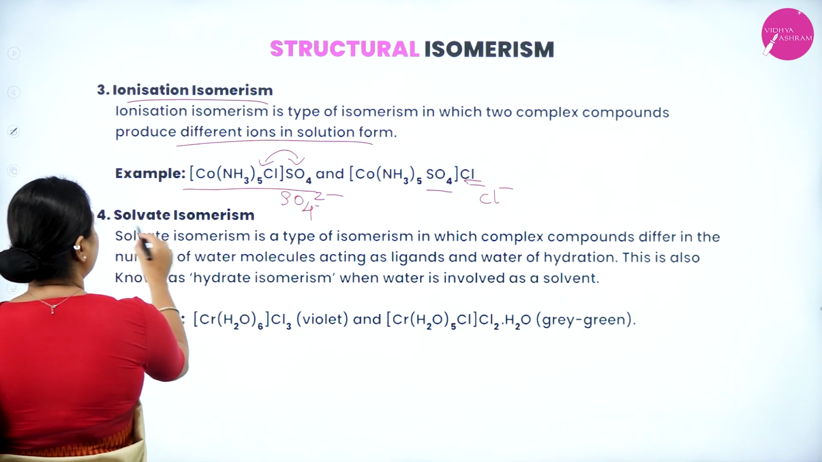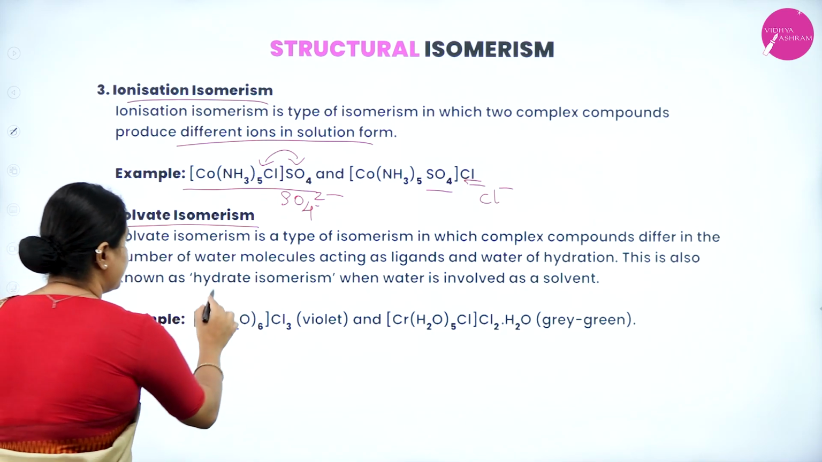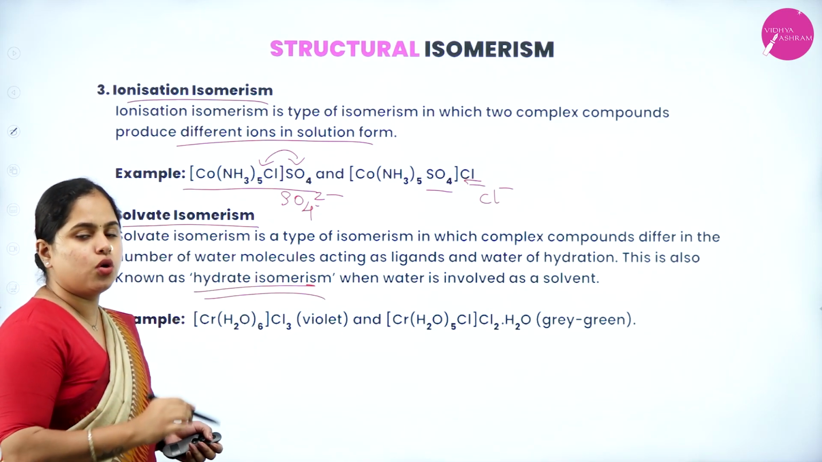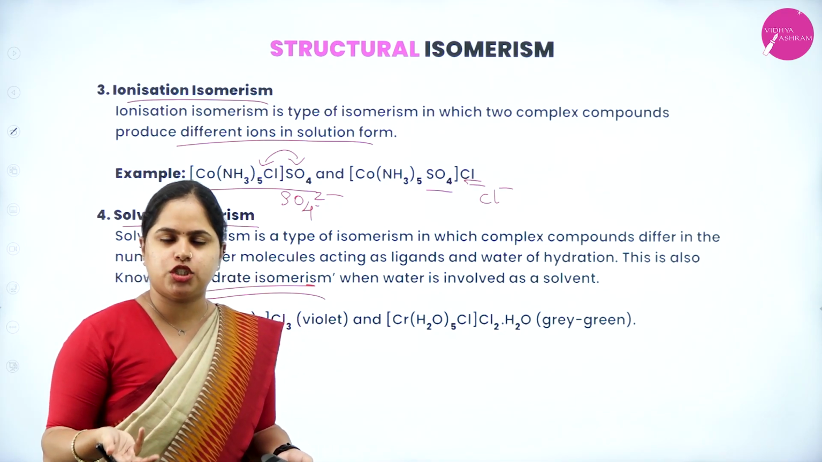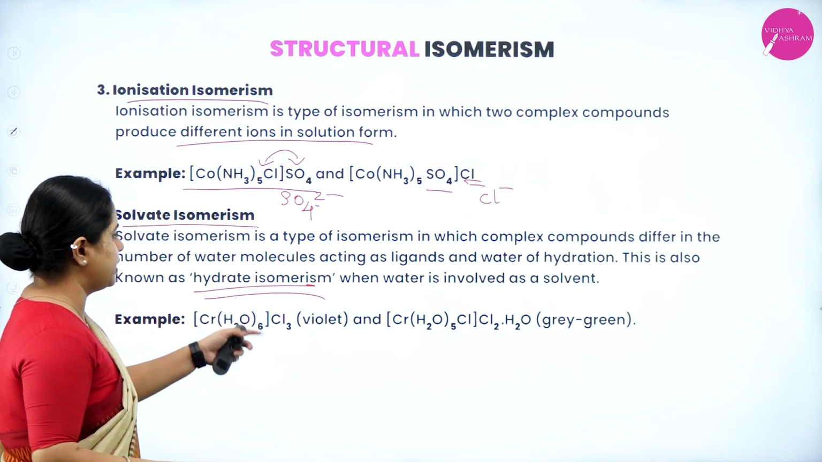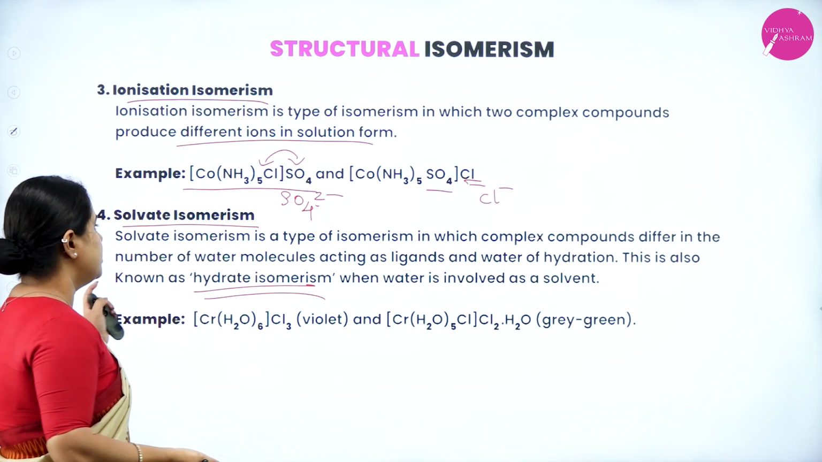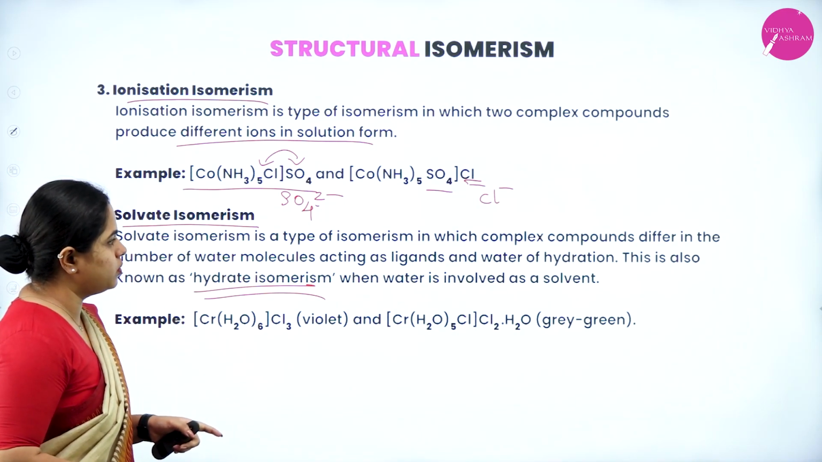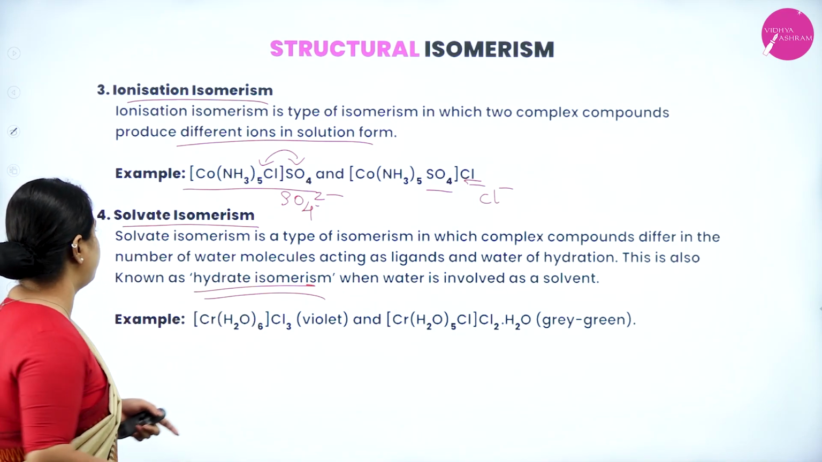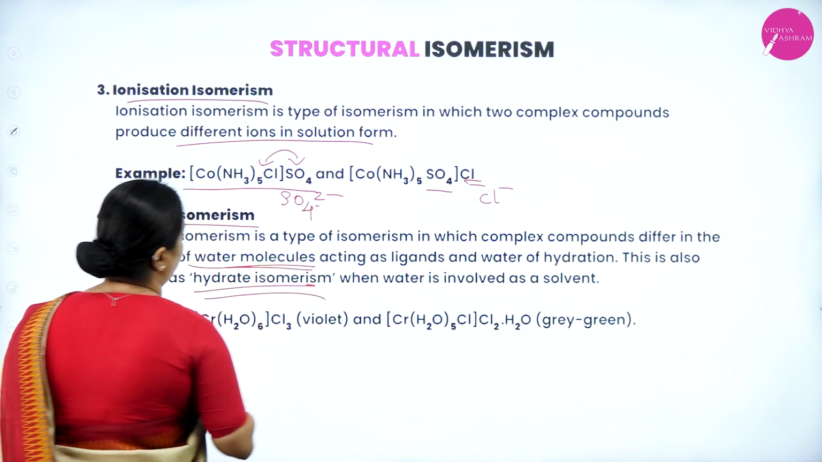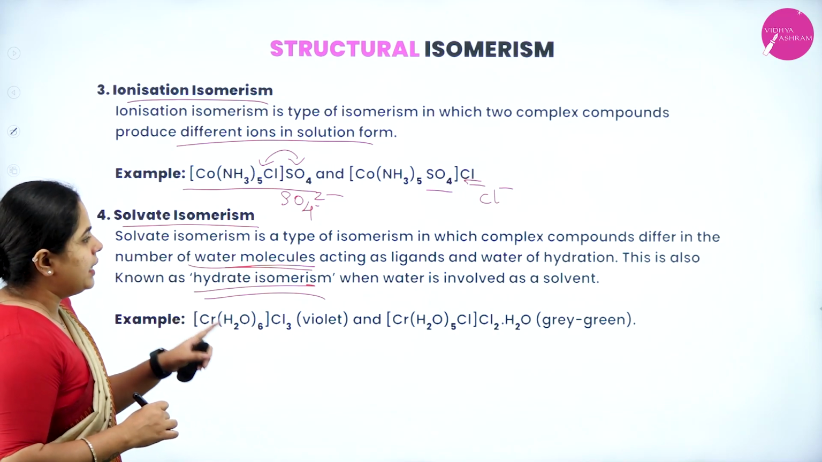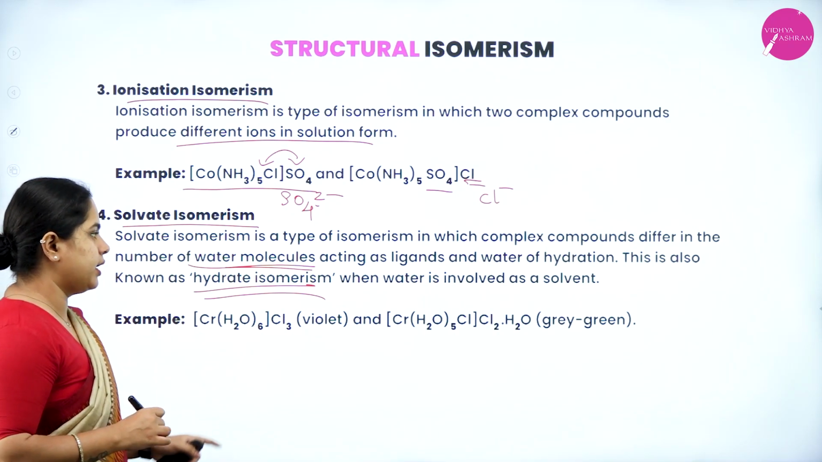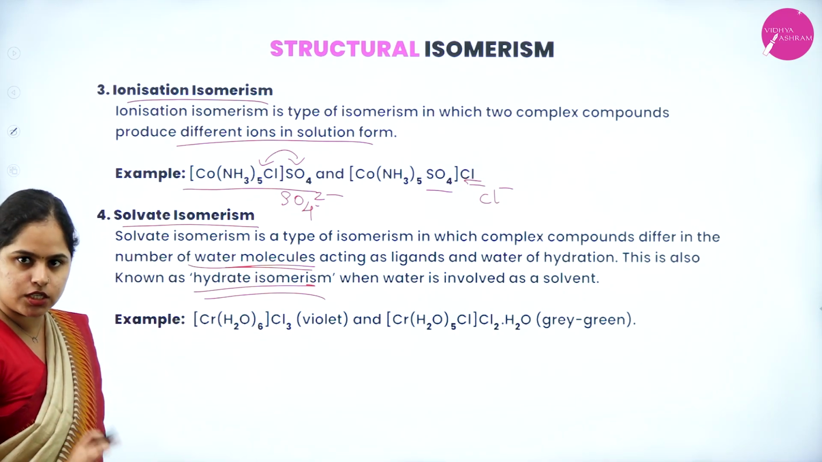The last one is solvate isomerism. It is also called hydrate isomerism. How do you remember this? It is based on the water molecules, H2O or aqua. That is why it is called hydrate isomerism. Solvate isomerism is a type of isomerism in which complex compounds differ in the number of water molecules acting as ligands and water of hydration. It is also known as hydrate isomerism when water is involved as a solvent.